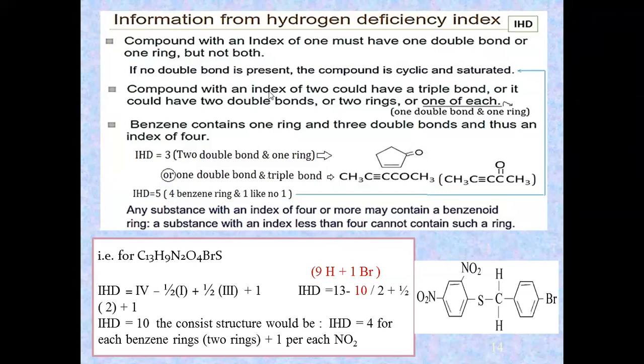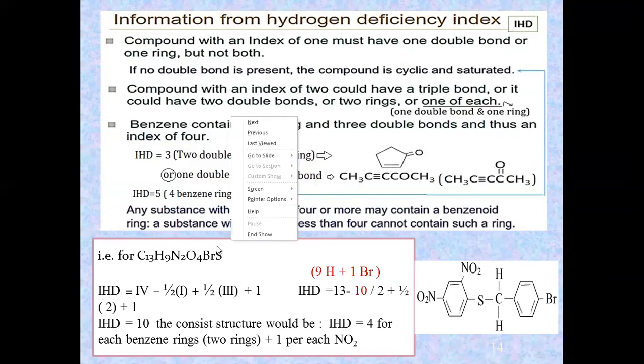But if the calculated index is equal to 2, that means my compound has either one triple bond, or two double bonds, or two rings, or one double bond plus one ring. If I get a number equal to 3, it means either I have two double bonds and a ring, or I have one double bond and one triple bond, like here. But if my number is equal to 4, or any number more than 4, that means I'm going to have benzene. Let's get this one.